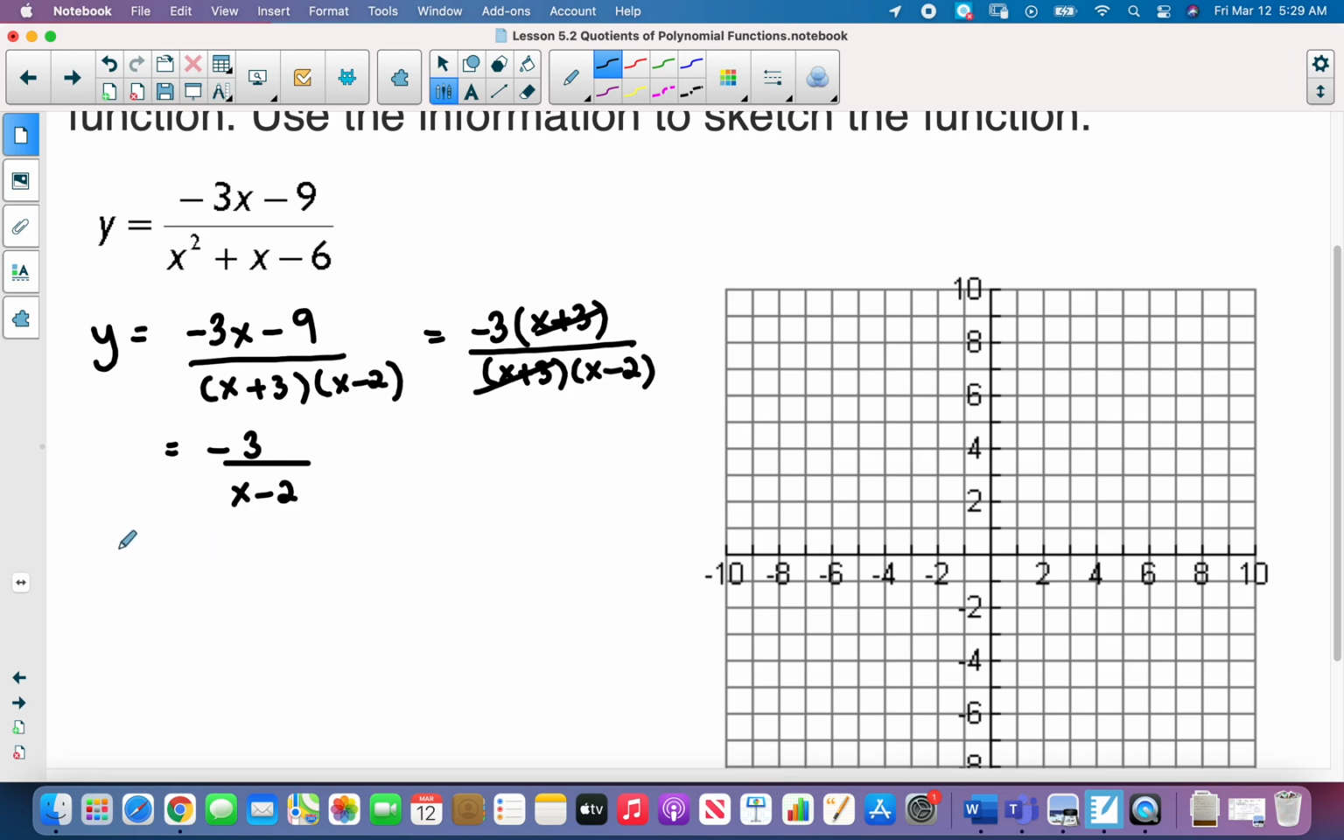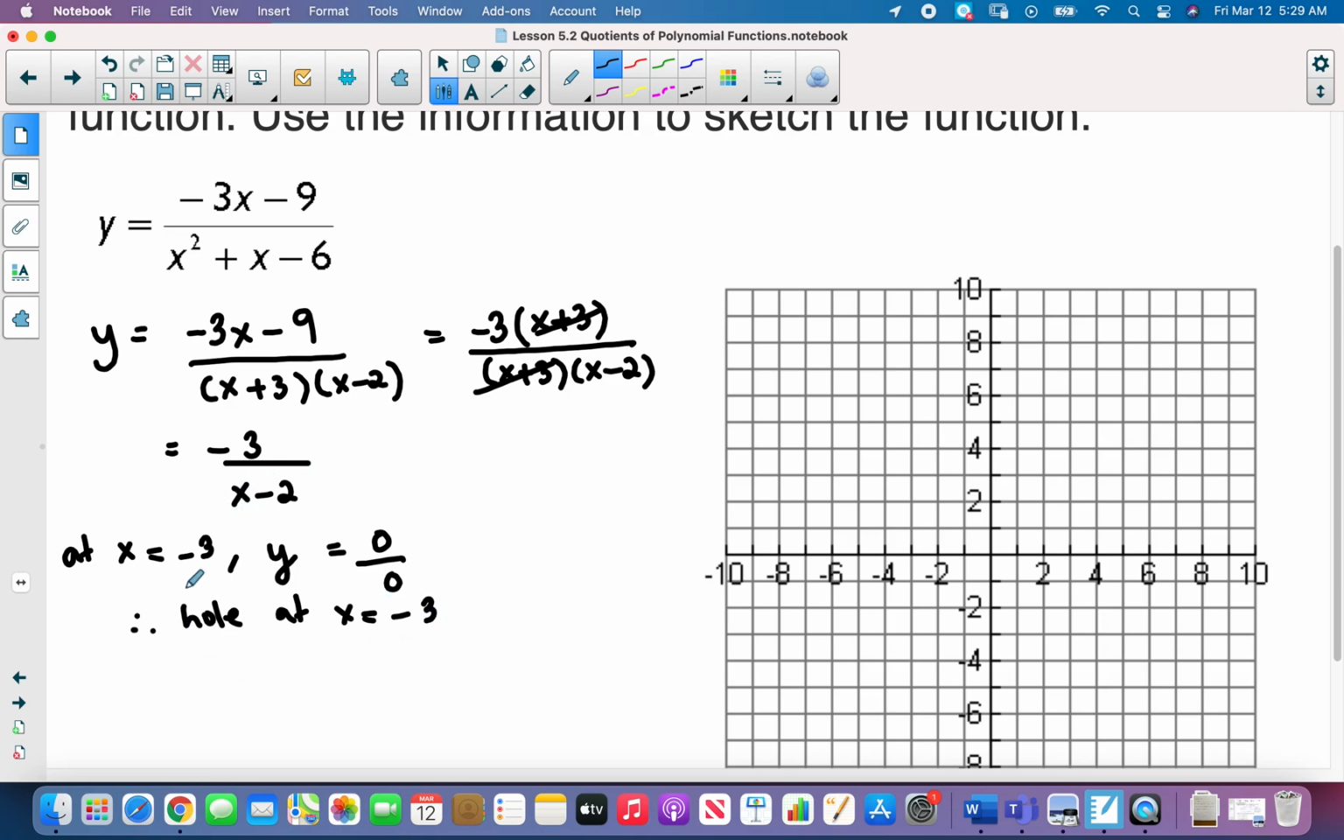So what happens though at the value of negative 3? Let's see what happens at x equals negative 3. At x equals negative 3, this ends up as 0 and this ends up as 0. So you get a scenario of y equals 0 over 0. Therefore, we have a hole at x equals negative 3.